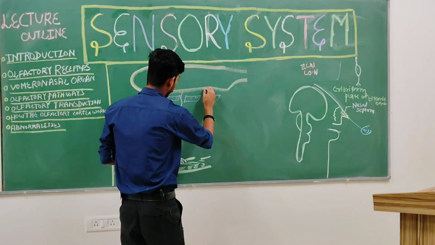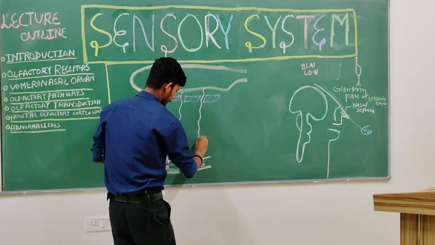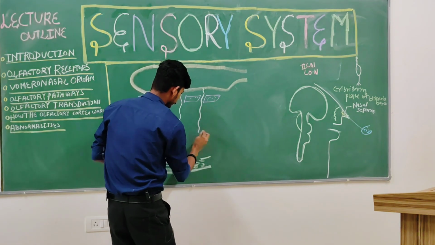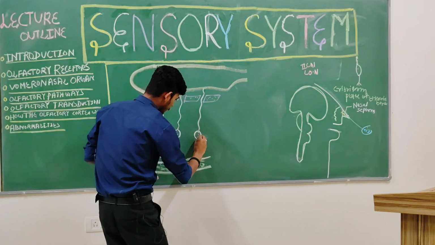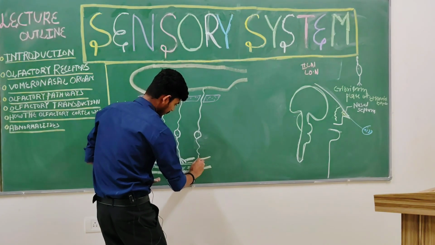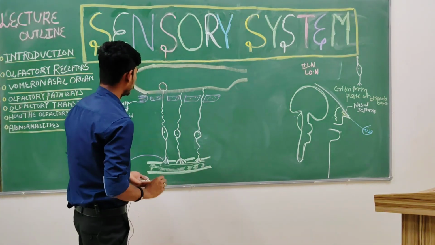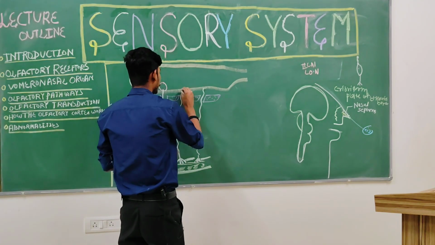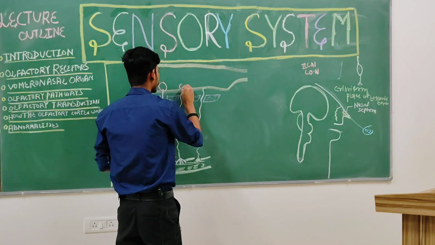Okay, draw with me simultaneously. Yeah, it's a cilia, 10 to 12 in number, and they all are terminated here. They are making the synapse.